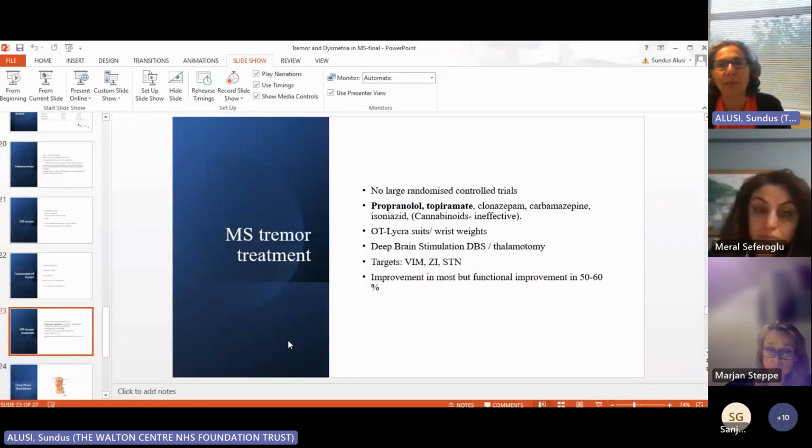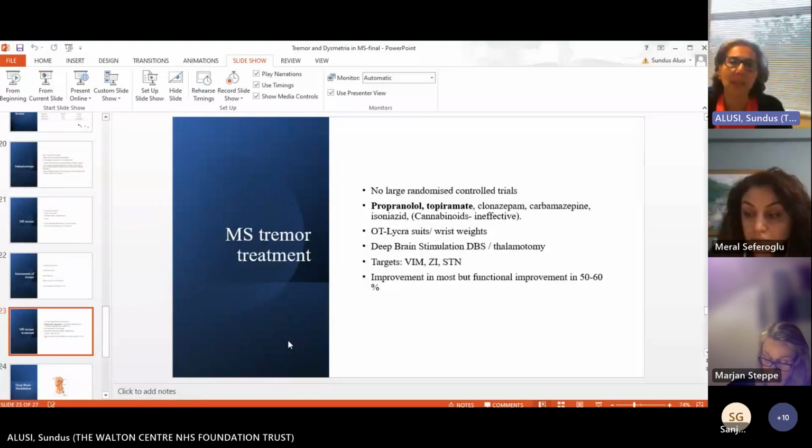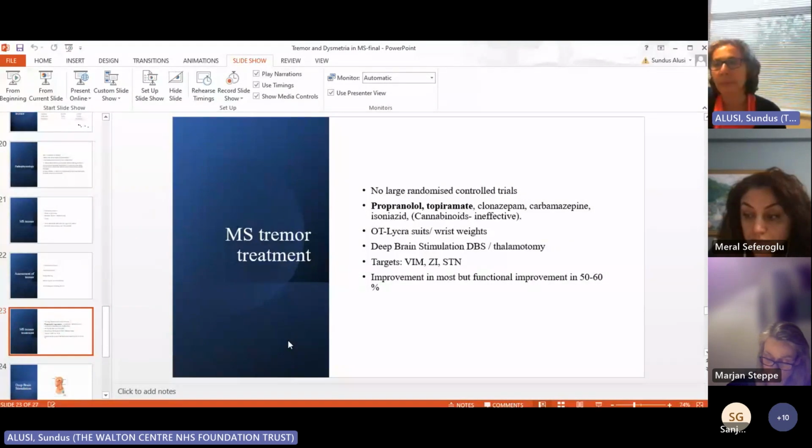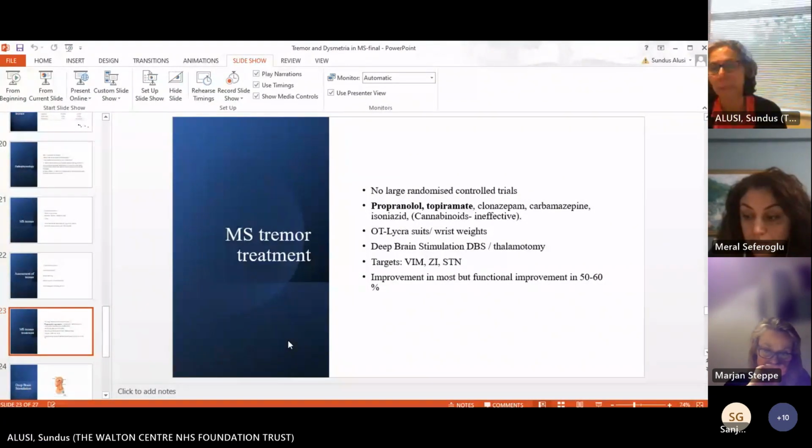So carbamazepine really makes them feel awful and it doesn't work. Isoniazid used to be used a lot and still is by some senior neurologists, but the side effects are not worth it on the liver and everything else. And then cannabinoids were tried and unfortunately have been found ineffective in MS.